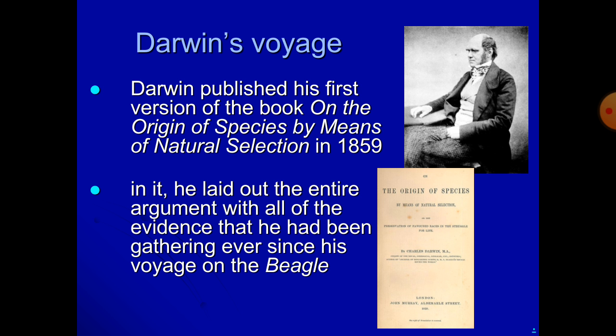Next is Darwin published his first version of the book On the Origin of Species by Means of Natural Selection in 1859. It took him 20 years or more to finally publish his book after the voyage on the HMS Beagle. In it, he laid out the entire argument with all the evidence that he had been gathering ever since his voyage on the Beagle.